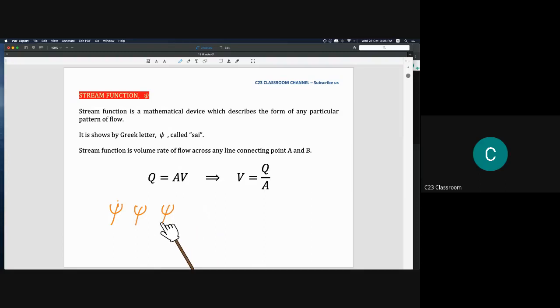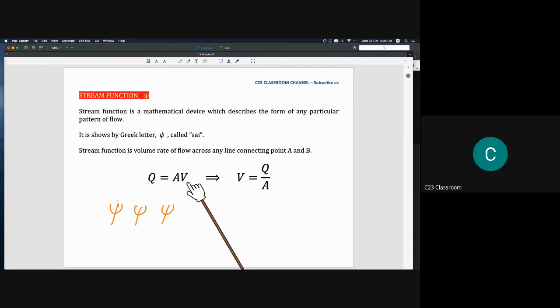In common fluid mechanics, the psi here actually reflects the stream function, the continuity equation, the flow rate Q. And I think this is the common equation that you already know for calculating a flow rate in fluid mechanics. The equation is Q equals A times V, where A here is the cross-sectional area and V here is the velocity of flow.